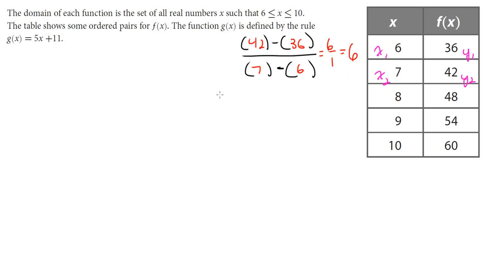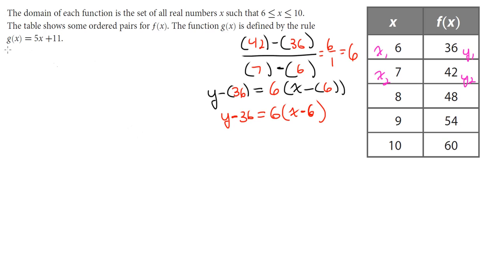So now let's plug this information into our point slope form. So y minus y1 equals our slope times x minus x1. Our slope is 6. I'm going to take this first point. So our y1 is 36 and our x1 is 6. So this becomes y minus 36 equals 6 times x minus 6.